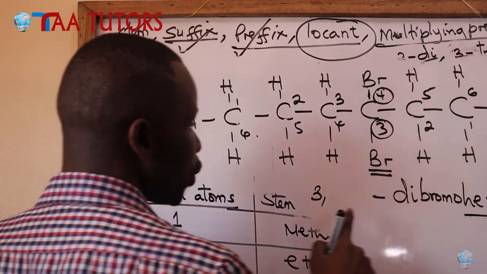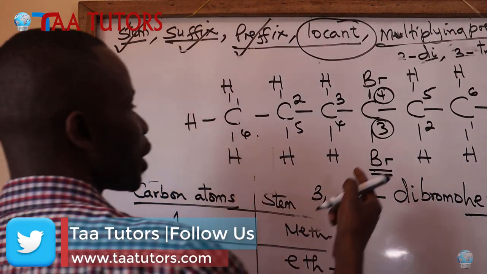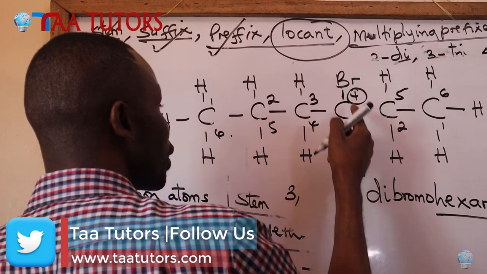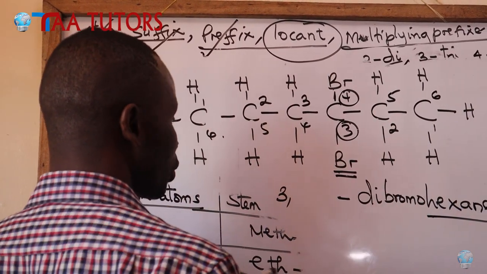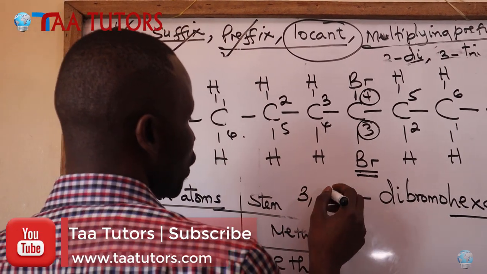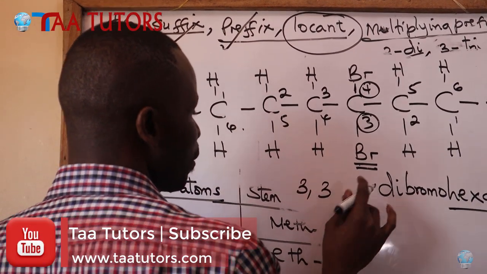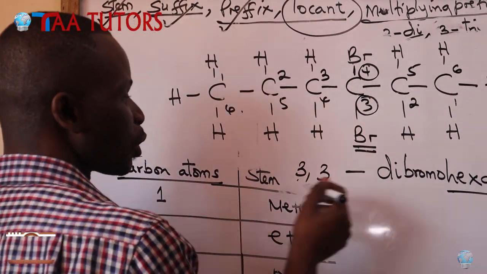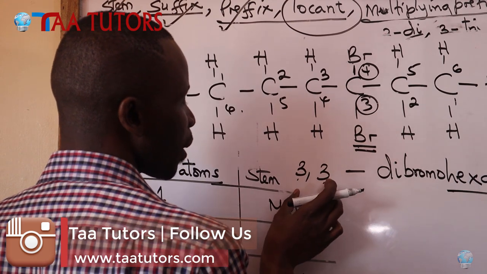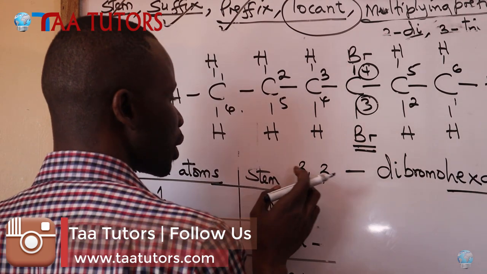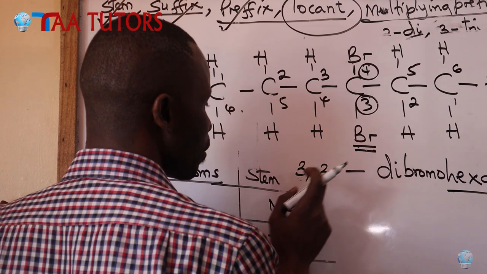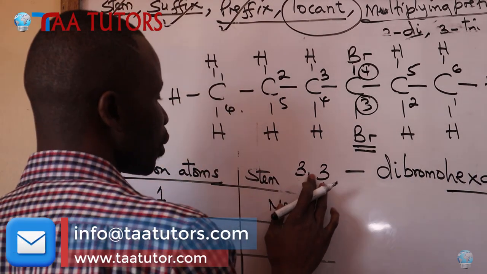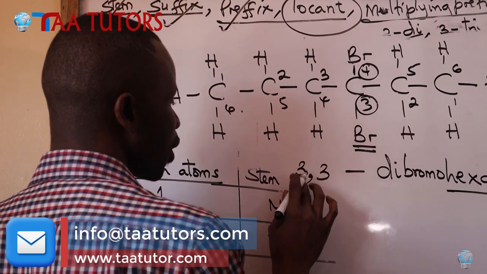There are 2, so what is the second one? The second one, if I start from this other end, is still on the third carbon atom. So we are going to have 3,3. Remember, if you say di, I expect to see 2 digits here to represent that there are 2 positions. If tri, I expect 3 numbers. If tetra, I expect to see 4 numbers. So if you write tetra and then there are 2 numbers, you are wrong. Before a teacher marks that question, just mark it wrong and start again.